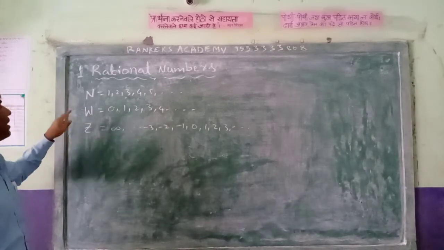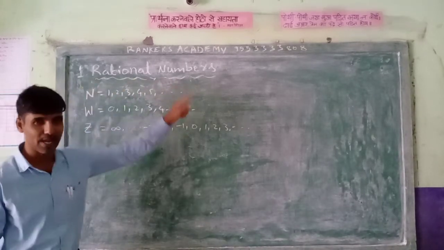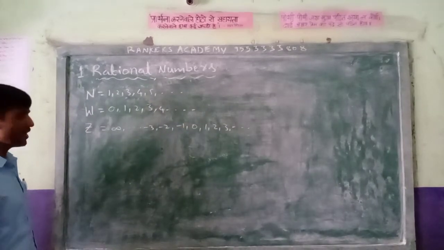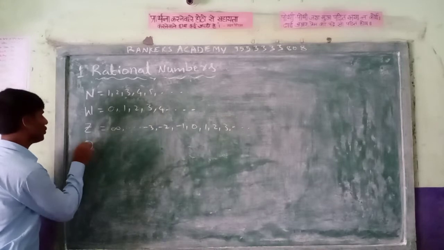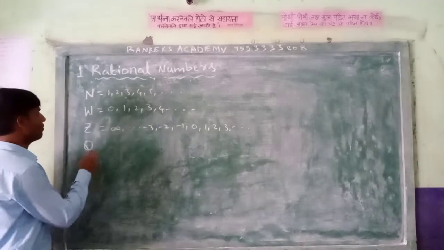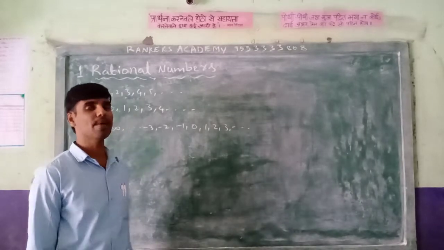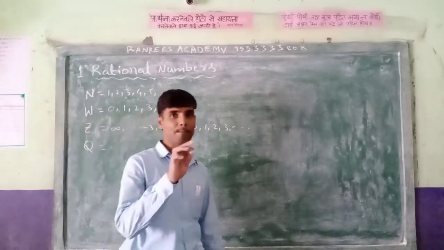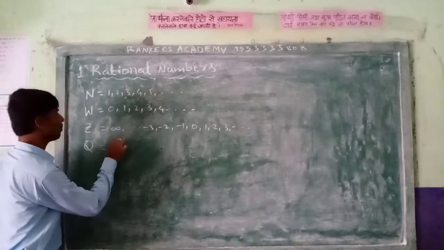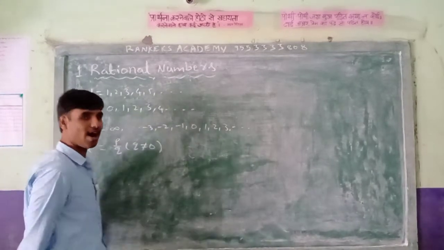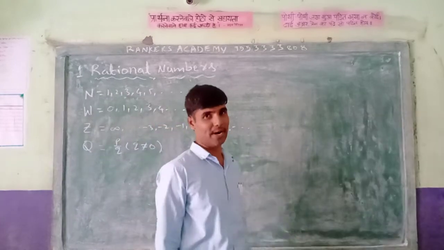Then the next definition is rational numbers. Rational numbers are denoted by Q. What is the definition? Numbers that can be written in the form p by q, where q is not equal to 0, are called rational numbers.